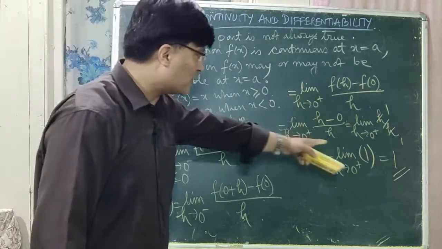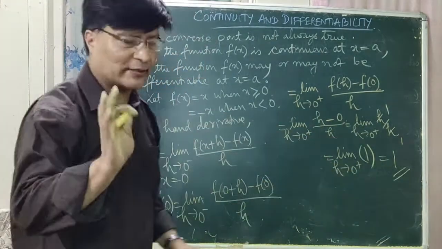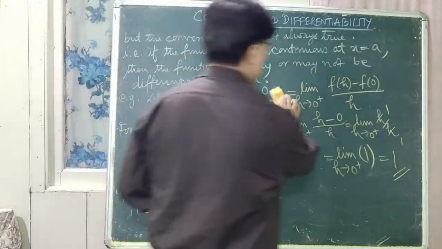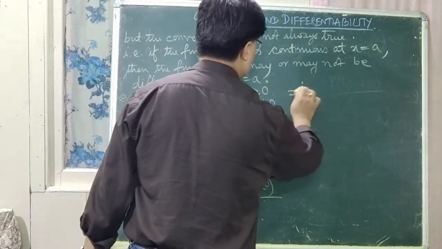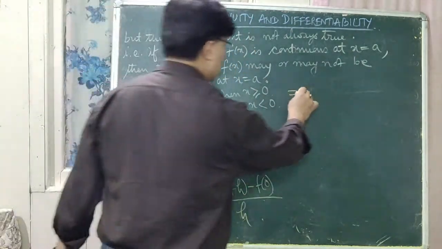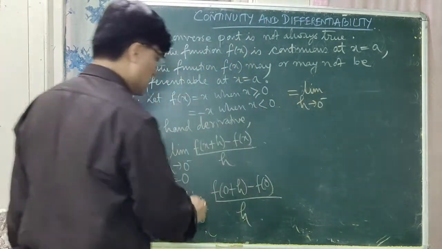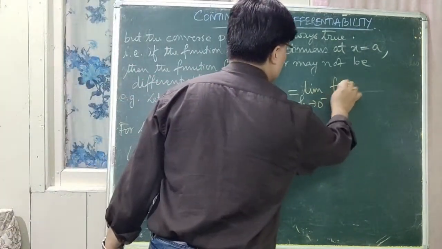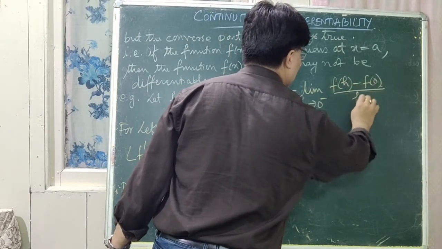The value of the right hand derivative is 1. Remember this, right hand derivative is 1, right? So next, this is your left hand derivative. Let us simplify it further. Limit h tends to 0 minus, what is f of 0 plus h actually? It is f of h minus f of 0 divided by h.